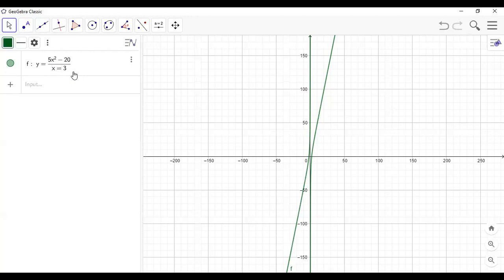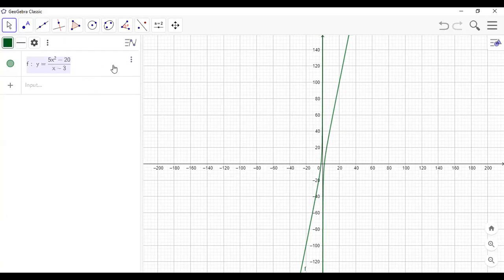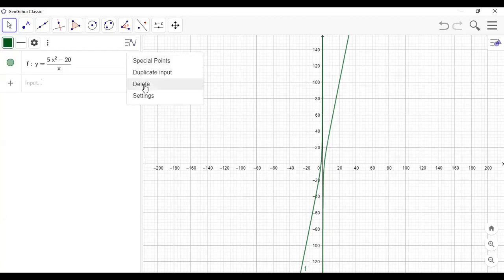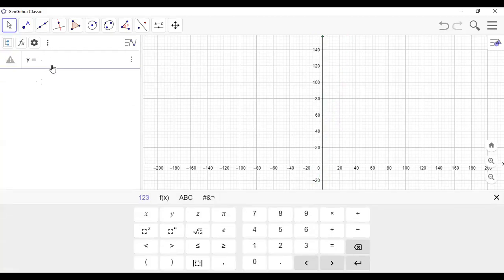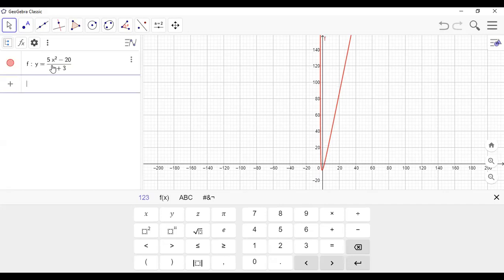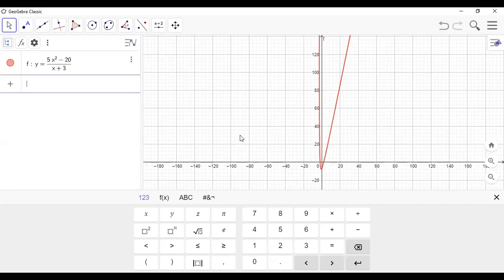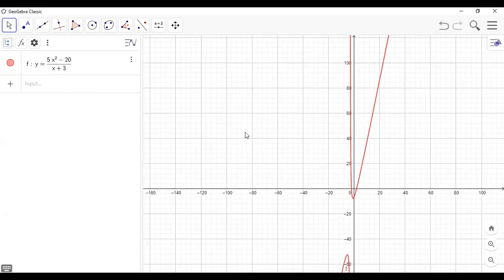Okay. Wait. Let me repeat. So, y equals 5x squared minus 20 over x plus 3. Right? There it is, class. What did I say earlier?